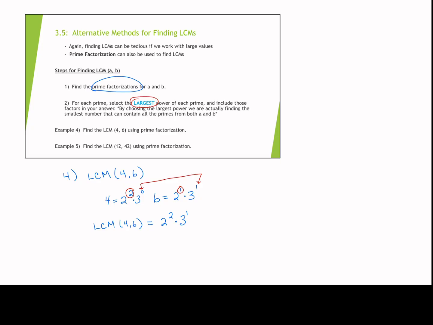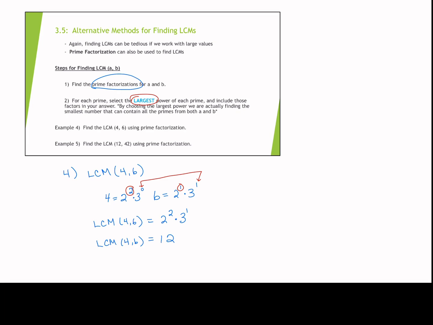So carrying out the multiplication, 2 squared is 4. 4 times 3 gives us 12. And I know that using Venn diagrams or by listing common multiples for 4 and 6, we were able to see that the LCM, the lowest common multiple between 4 and 6, was in fact 12.